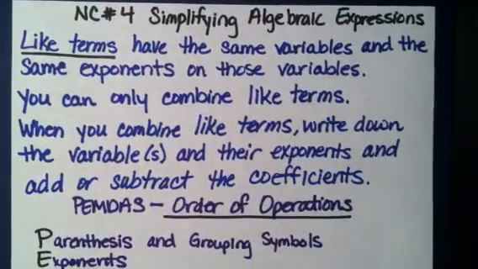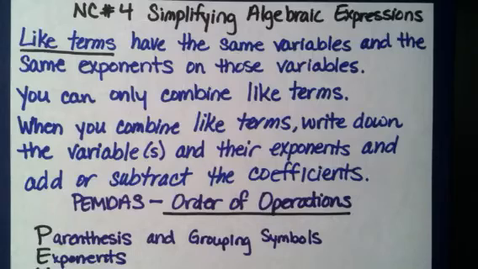On note card number 4, we covered simplifying algebraic expressions. You need to be aware that like terms have the same variables and the same exponents on those variables. You can only combine like terms. When you combine like terms, write down the variable or variables and their exponents and add or subtract the coefficients.